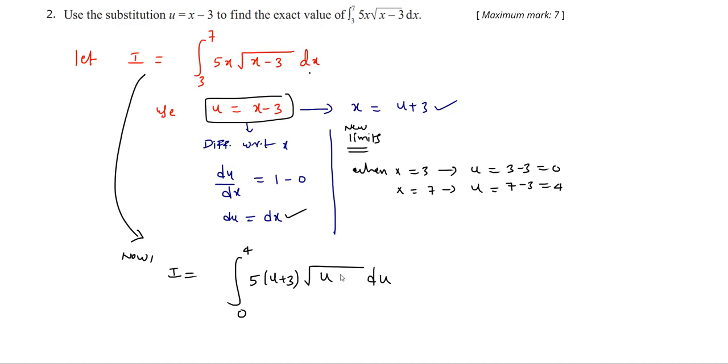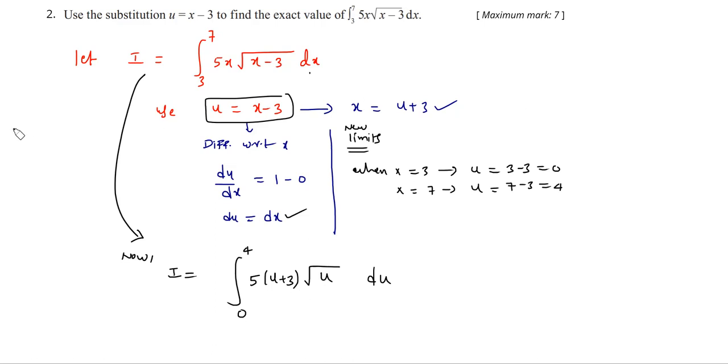One of the common mistakes that can happen is you forget to change the limits. You use the same limits 3 to 7, which is wrong. The limits are for x. I'm converting the whole question into u, so we need to change the limits also for u. Okay, making sense? Now, once we have converted everything into u, let's continue and try to solve this one.